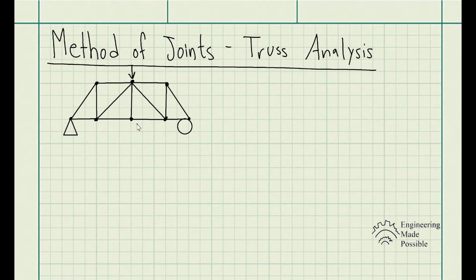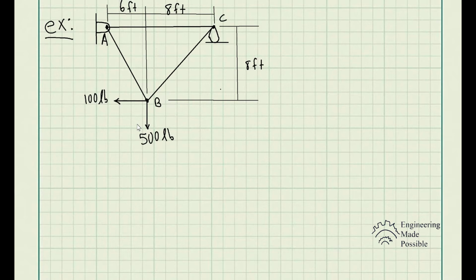Now, one thing to note is that at each of their ends, they will be assumed to be pin connected. Although there are other methods, the way these members are joined, we will be assuming that they're pin connected. So this problem statement says determine the force on each member of the truss and state if the members are in tension or compression. And we have two forces being applied at point B. We have a 100-pound force being horizontal, and we have a vertical force of 500 pounds being applied to point B.